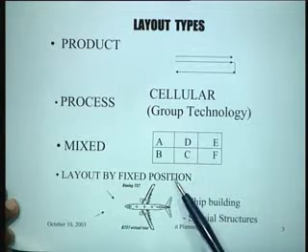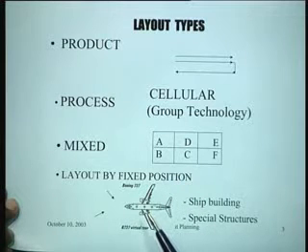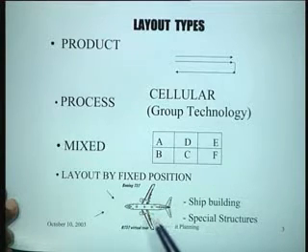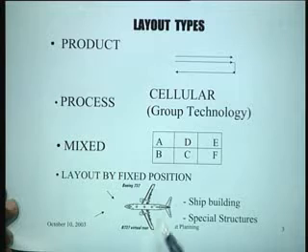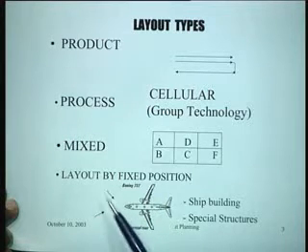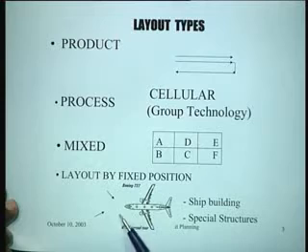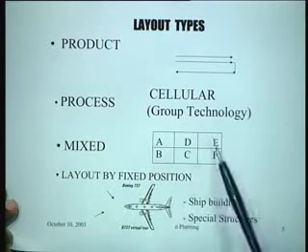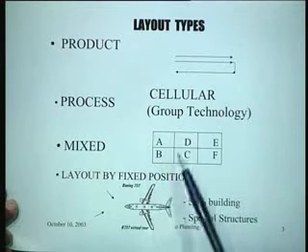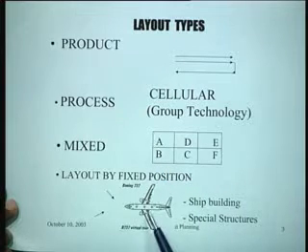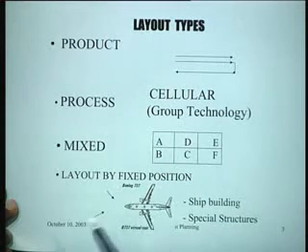In a layout by fixed position, the layout is determined by the size of the product. For instance, this is true for special structures or for shipbuilding or for assembly of an aircraft. Depending upon the type of the aircraft, you have different machines, different people keep coming and moving. So in all the earlier cases, the job was moving and the machines were stationary. Here the job is stationary and the machines are moving.